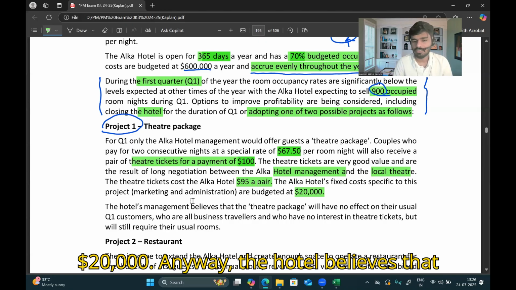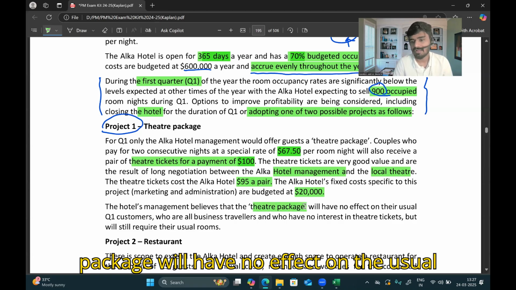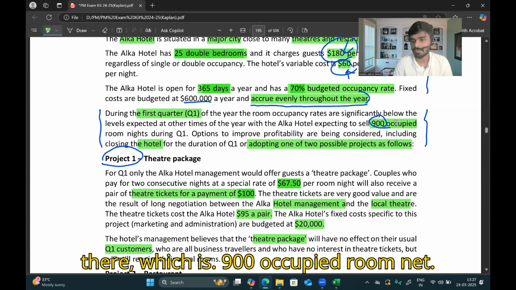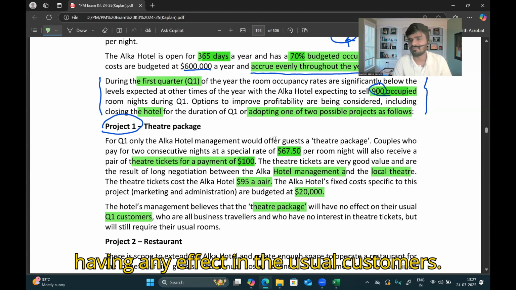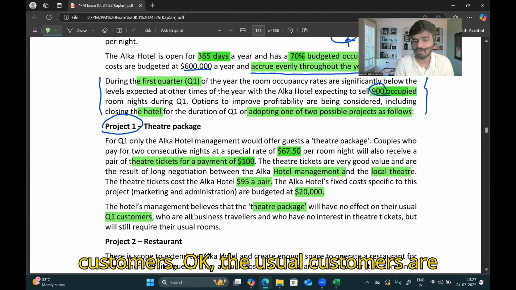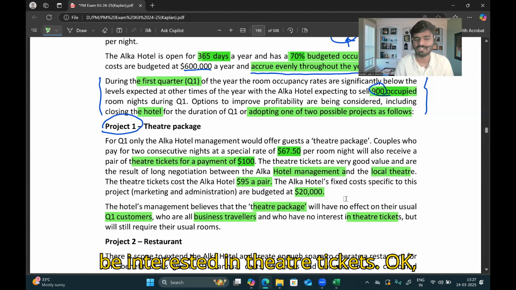The hotel believes that this project, named the theater package, will have no effect on the usual customers. Usual customers in Q1 will be there, which is 900 occupied room nights, so there won't be any effect on the usual customers. They are considering the other customers. The usual customers are all business travelers who have no interest in theater tickets.